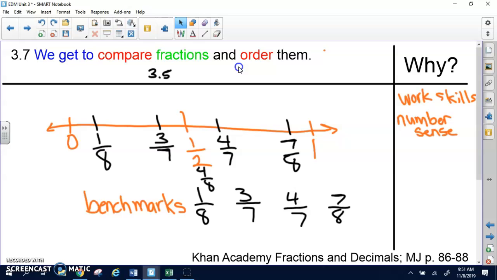Okay. Yep. And then Khan Academy fractions and decimals not. Connect Ed not. Prodigy not. Yeah, not Math Playground today.